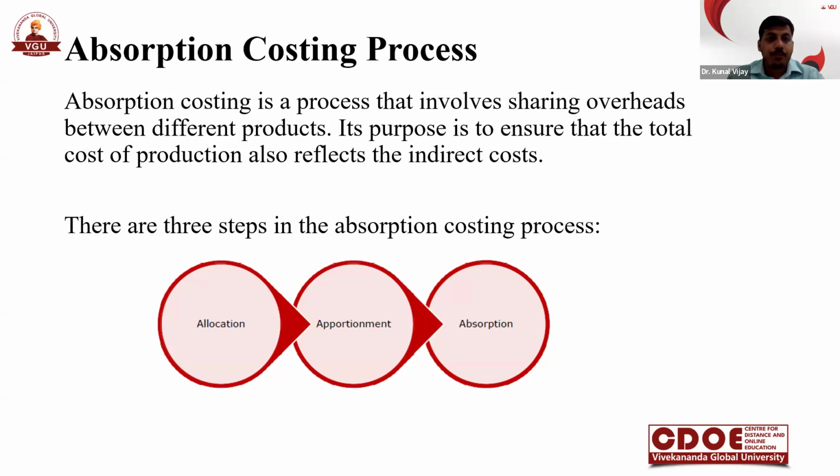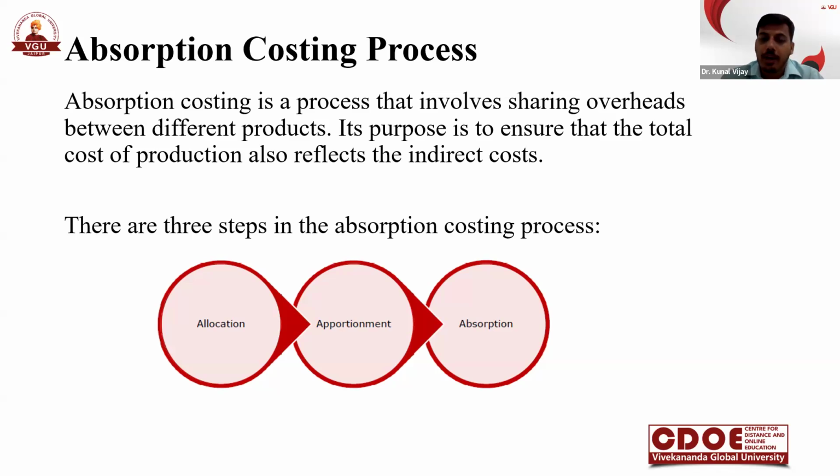Okay, so please understand. Absorption costing is a process that involves sharing overheads between different products. Its purpose is to ensure that the total cost of production also reflects the indirect cost. So how do we absorb the overhead into different products? There are three steps.